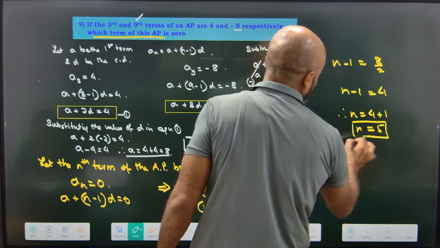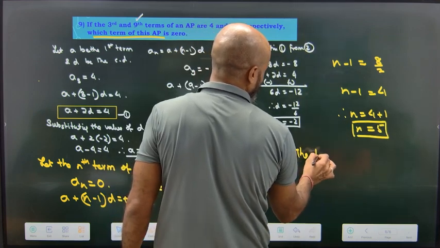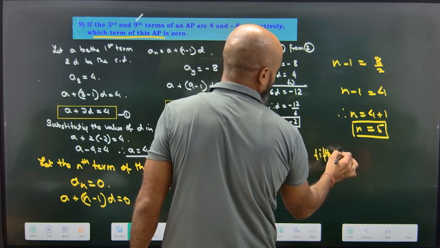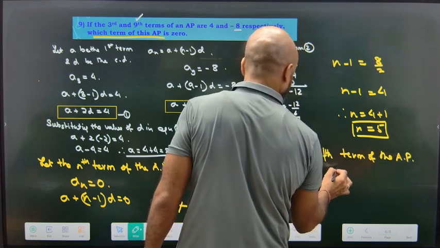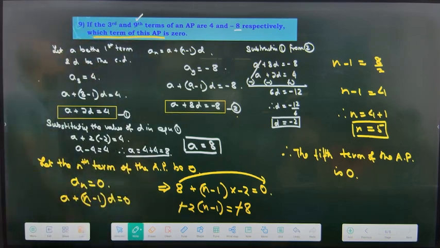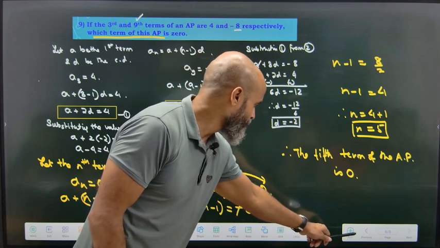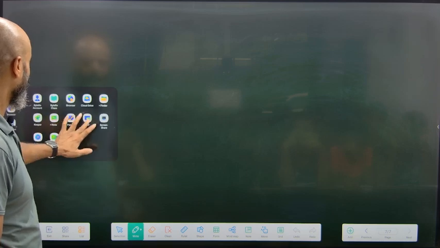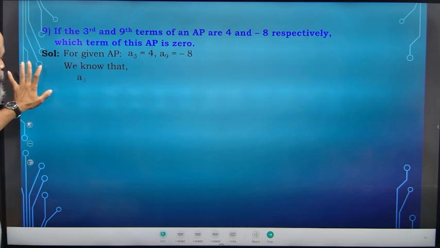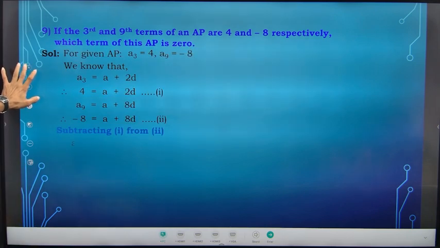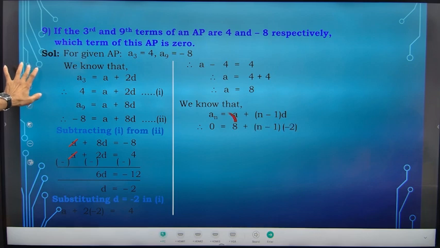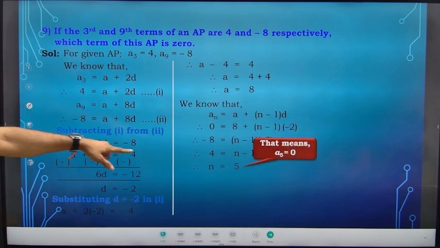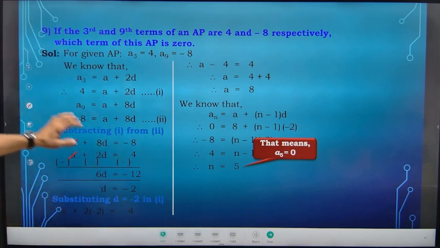So we can say that the fifth term of the AP is 0. Are we clear on this one, people? So the fifth term, that means A5 is equal to 0, that is the fifth term of the AP is 0.